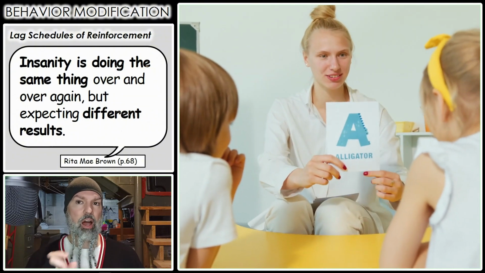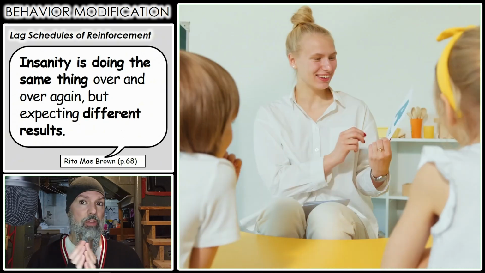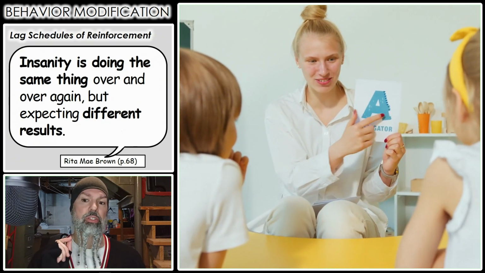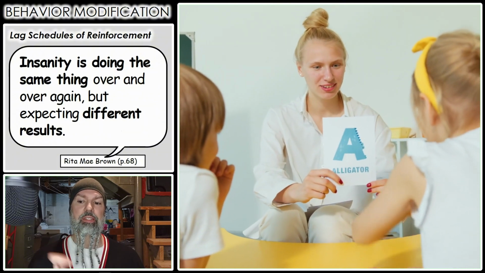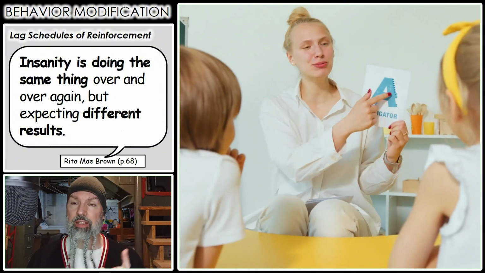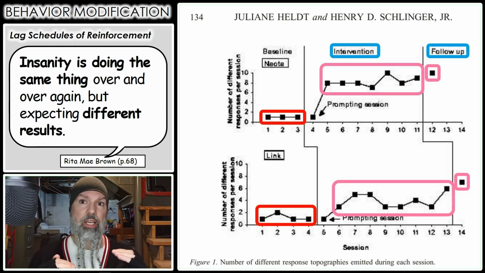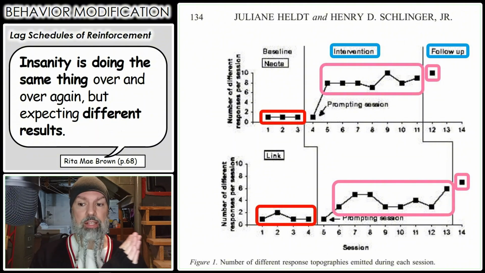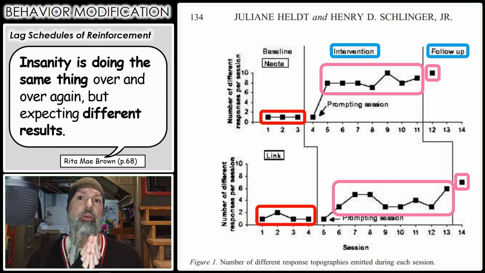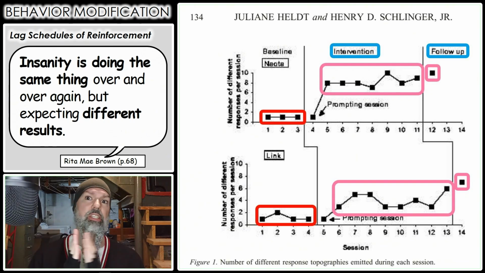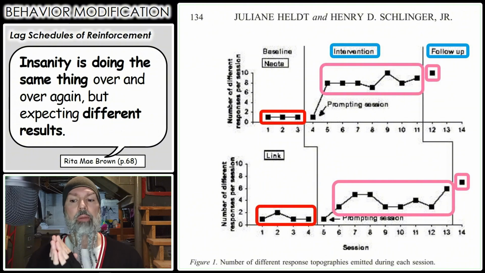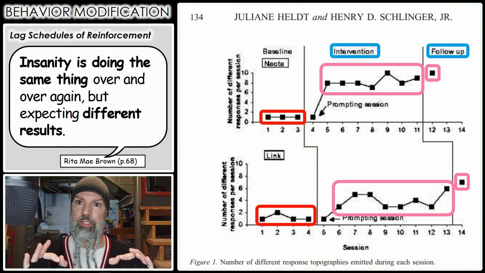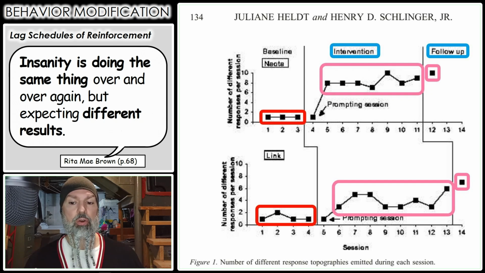Reinforcement should be contingent on novelty in these situations. So if you are doing a lag schedule, it's important to remember that reinforcement should be contingent on novelty and not just correctness. In that previous example with Neota and Link, if they named an object that was not in the picture, we should still count that as a novel response, even if it's not correct. And then later on, you can change the reinforcement contingency so that only correct ones are reinforced. But especially in the beginning of a lag schedule, reinforcement is contingent on novelty, new responses, rather than correct responses.